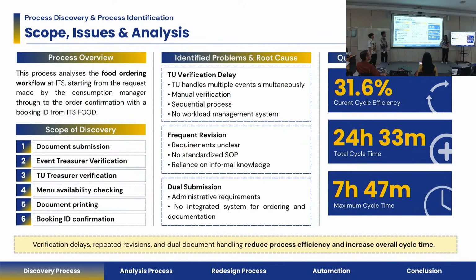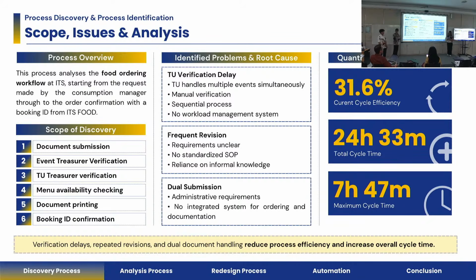Okay, so during the discovery phase, we analyzed the whole workflow process starting from the initial request until the booking ID was received. From our identification, we identified three major problems. The first one is administrative office, or what we call TU here, verification delay. Since TU handles multiple events at the same time and still relies on manual verification, it definitely creates longer queues. Second is frequent revision, since there are unclear requirements and no SOP, and also reliance on informal knowledge. And the third one is dual submission, since soft copy and hard copy are required for administrative requirements, and there is no integrated system for ordering and documentation.